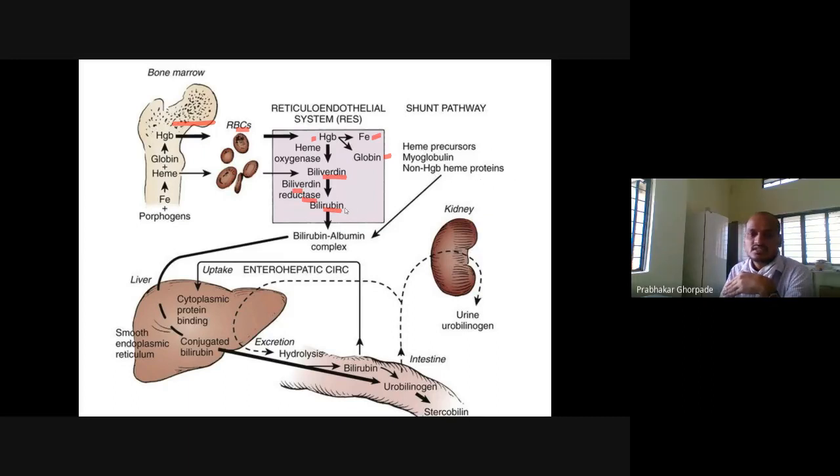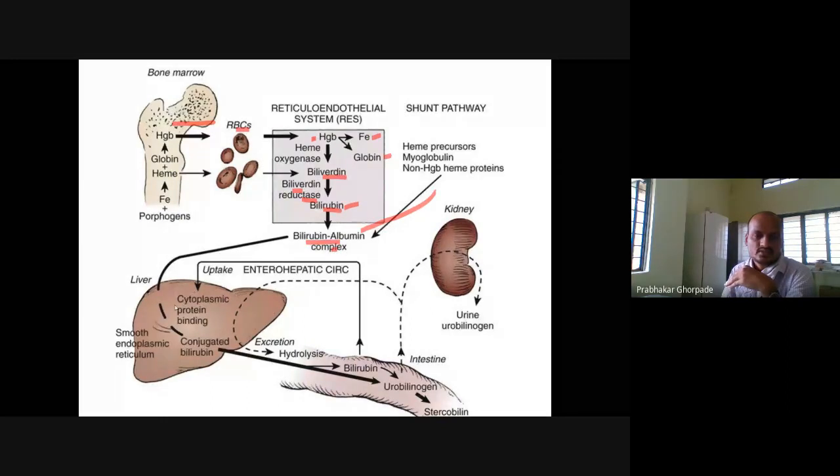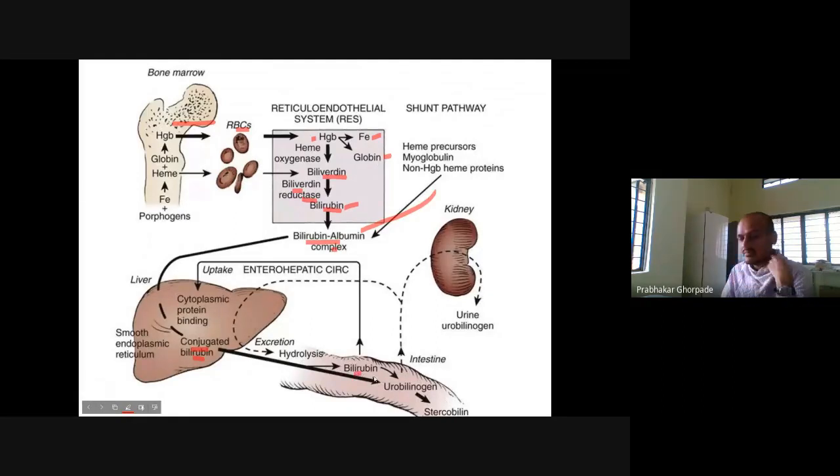Now this bilirubin combines with the albumin present in the blood, and we get the bilirubin-albumin complex. This complex is taken up by the liver and converted into conjugated bilirubin. So this one is conjugated bilirubin, and this again travels to the intestine. In the intestine, bilirubin is converted by microbial activity into urobilinogen and stercobilinogen.